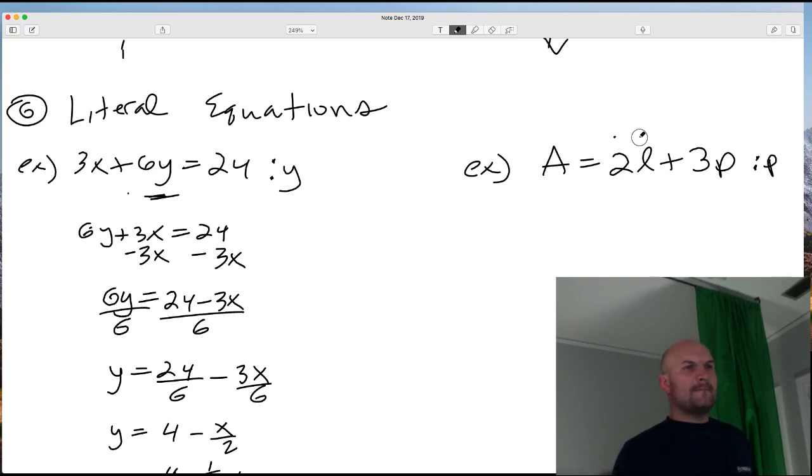Let's have a little fun. Let's put some parentheses around this one. Yeah, I like it. All right, so in this one it says A is equal to 2 times L plus 3p.